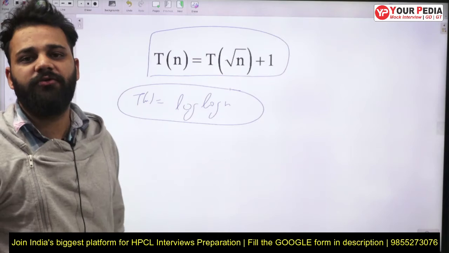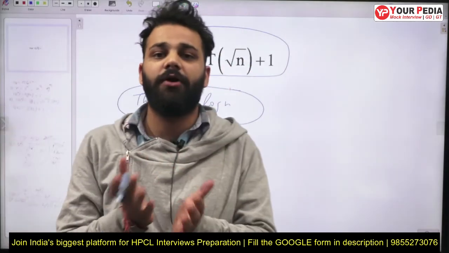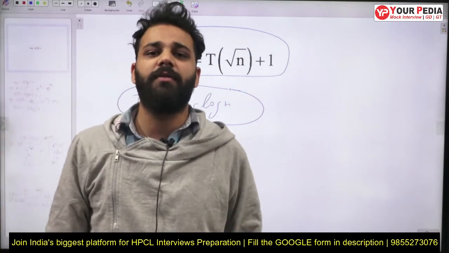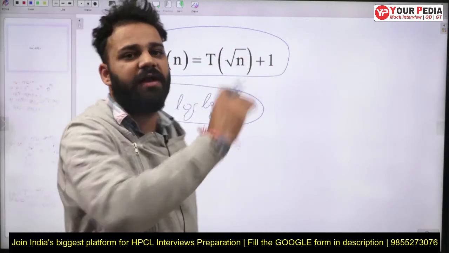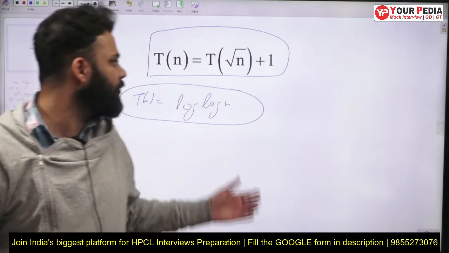So I hope you understood the concept, how to approach these types of questions, and if you are not able to apply the master theorem, how you can convert your given recurrence relation in such a way that you can apply the master theorem to it. So I hope you understood the question.